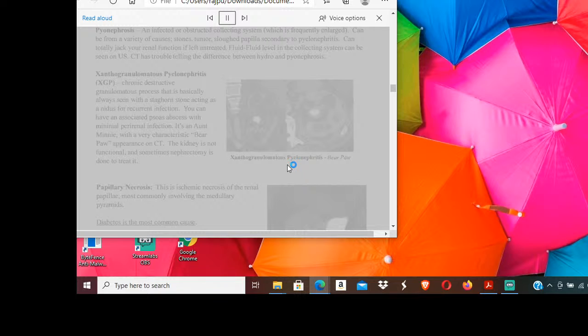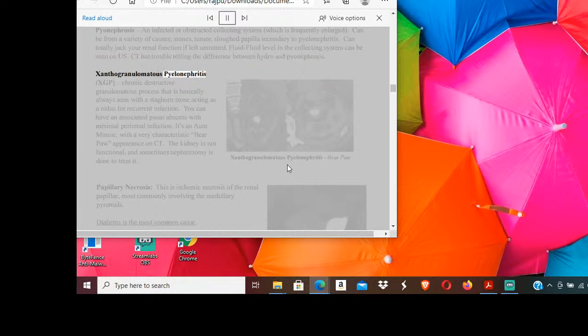Pyonephrosis, an infected obstructed collecting system, which is frequently enlarged. Can be from a variety of causes: stones, tumor, sloughed papilla secondary to pyelonephritis. Can totally jack your renal function if left untreated. Fluid level in the collecting system can be seen on US or CT. Has trouble telling the difference between hydro and pyonephrosis.